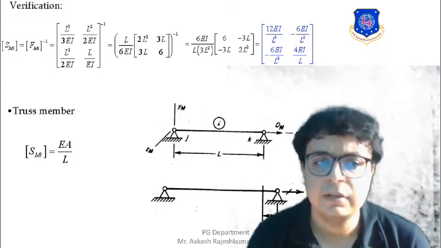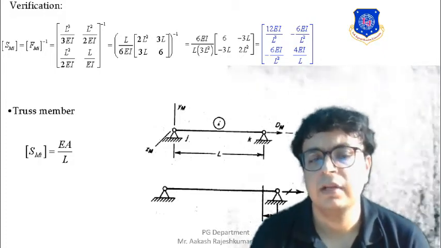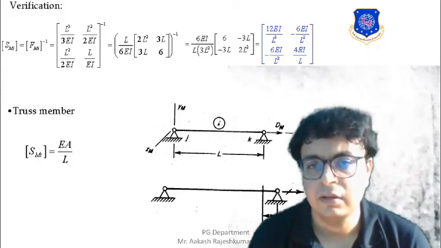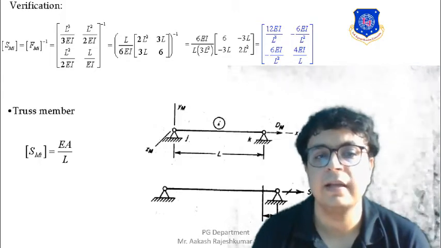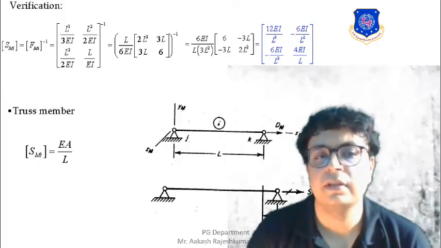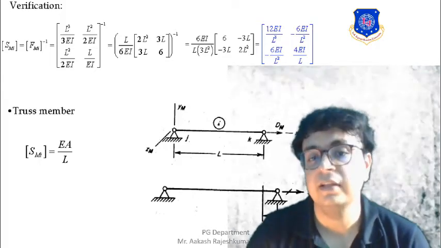Similarly for a truss member also, we have the truss over here. The generalized formula for the truss stiffness will be EA by L, considering the modulus of elasticity and area divided by length.